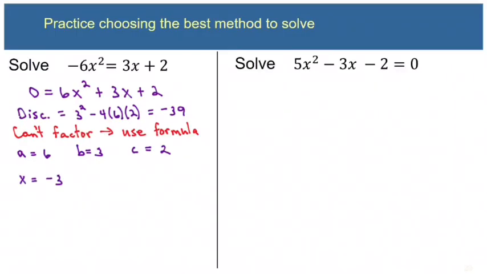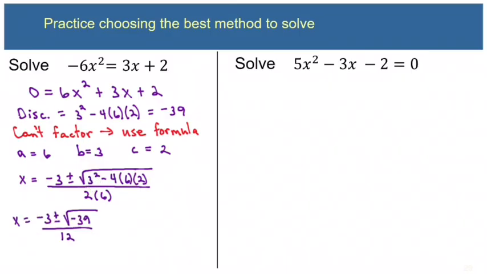x equals negative b plus or minus the square root of b squared minus 4ac all over 2a. Okay, under the radical, we already know that that's going to add up to negative 39. So now we've got negative 3 plus or minus the square root of negative 39 over 12. Now 39 is 3 times 13, so that won't reduce except for the negative. The square root of negative 1 is i, so the i can come out, and we will end up with x equals negative 3 plus or minus i times the square root of 39 all over 12.